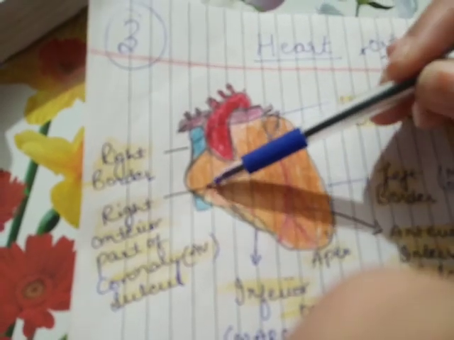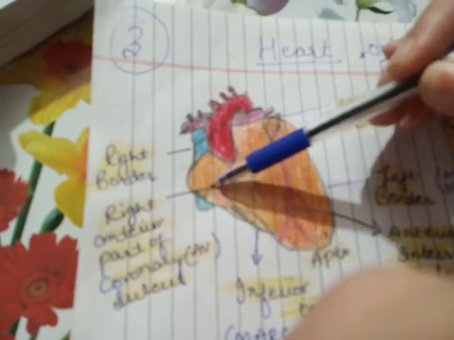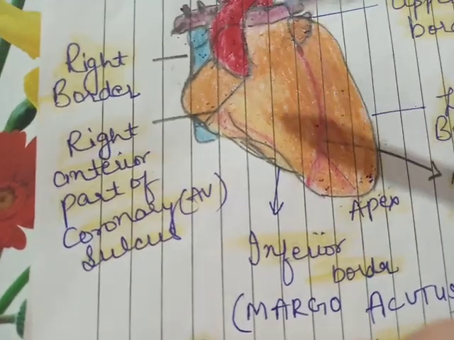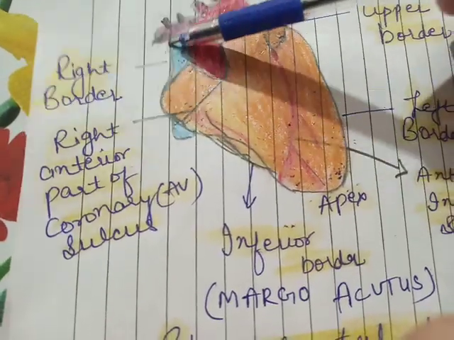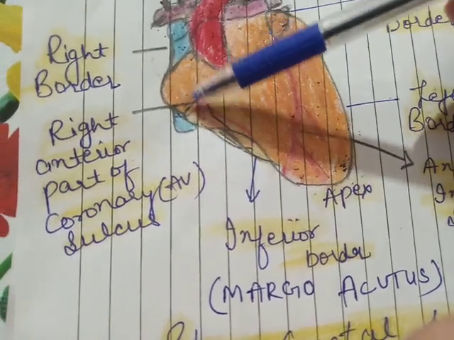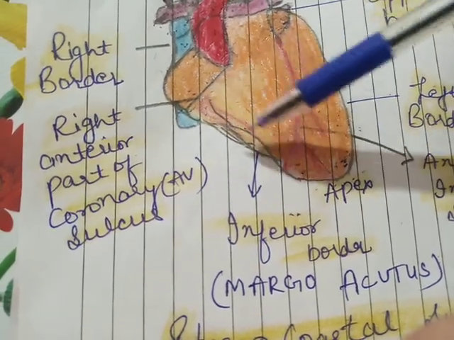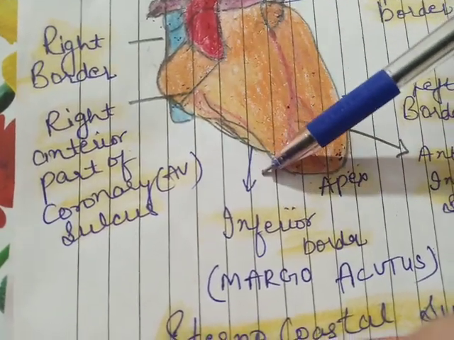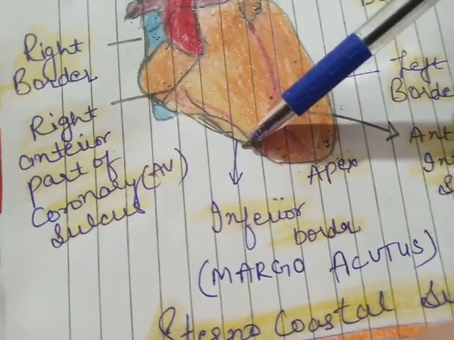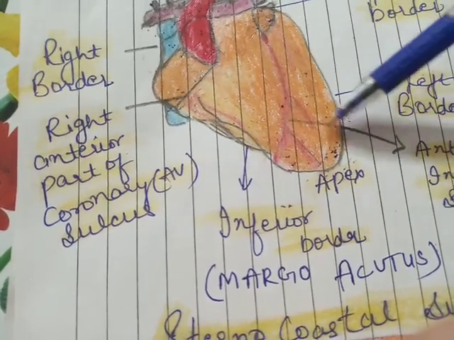And this one is the right border, which extends from the superior to the inferior vena cava, and this is the inferior border, which extends from the inferior vena cava to the apex. It means it is comprised mainly of the right part, mainly formed from the right ventricle and a small part of the left ventricle, as the apex is mainly made up of the left ventricle.